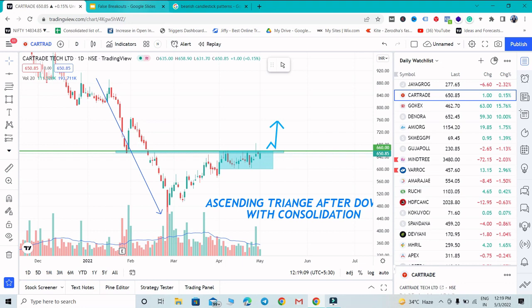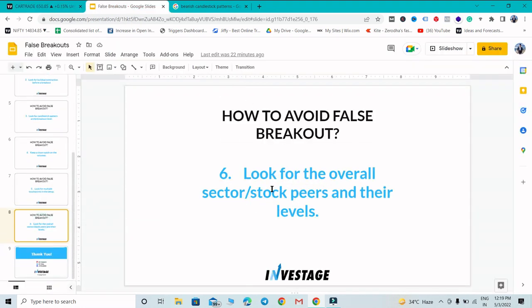So here were a few examples, and now the last point, which is a bonus point as well. What you have to do is look at the overall sector and stock peers and their levels. If you are targeting a stock from the IT sector, let's take TCS for example, and you spot a good setup in TCS where it might give a breakout, you have to analyze briefly other IT stocks such as Wipro and Tech Mahindra, and see whether those stocks are at the breakout as well.